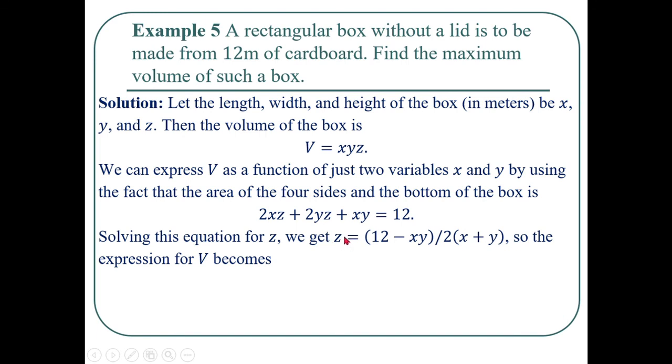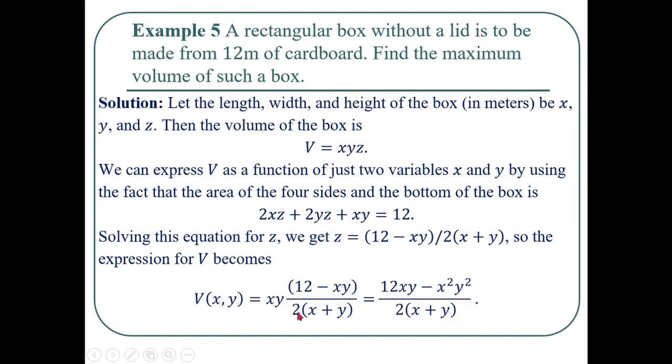You have to replace this value of z in the formula for volume, that will reduce to V is equal to xy times (12 minus xy) upon 2 times (x plus y). It will be (12xy minus x squared y squared) upon 2 times (x plus y). Now this is a function of two variables only, x and y.